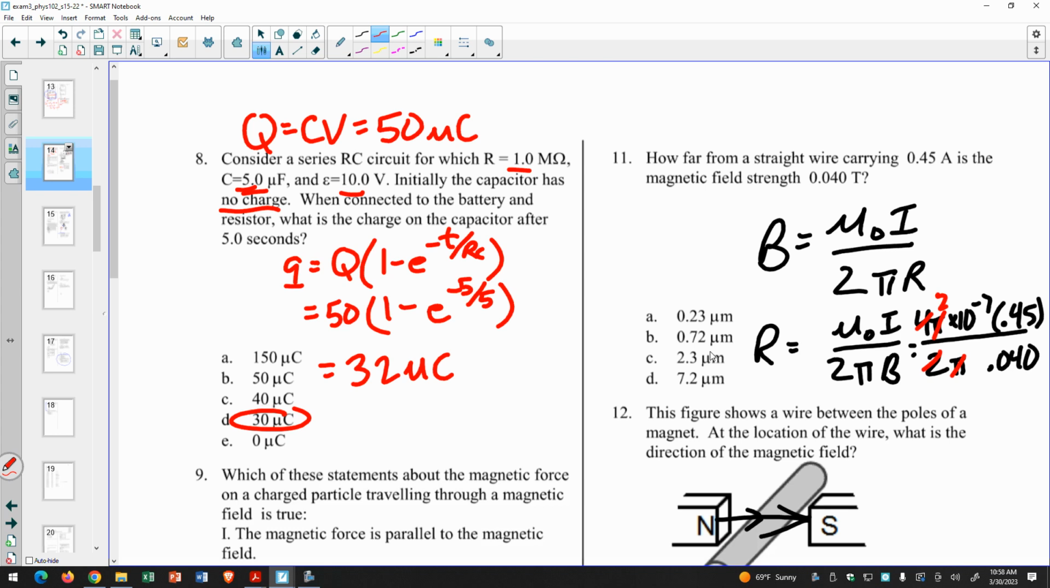It's either mu naught. I'll show you on the equation sheet. I forget what the answer is. It's either A or C. Which is it? Do y'all know?